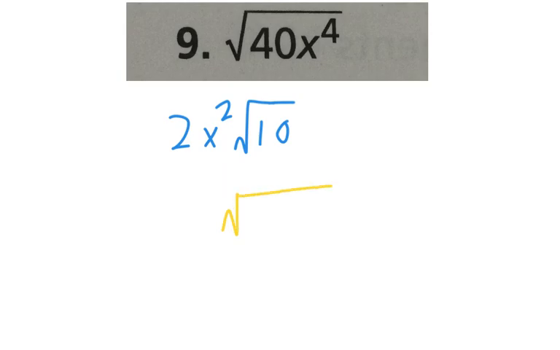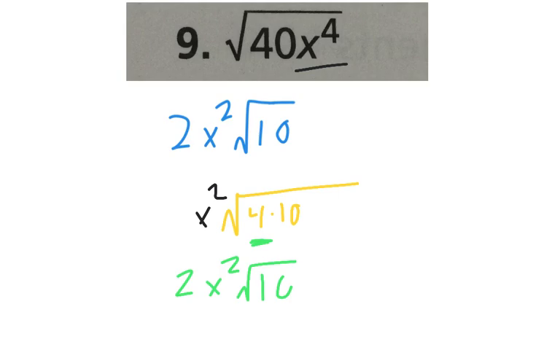So 40, is 40 a perfect square? No. But we could write 40 as 4 times 10. The square root of x to the 4th is x to the 2nd, or x squared. And now we can take the square root of 4 out of the radical. The square root of 4 is 2x squared, and then 10 is still underneath the radical.